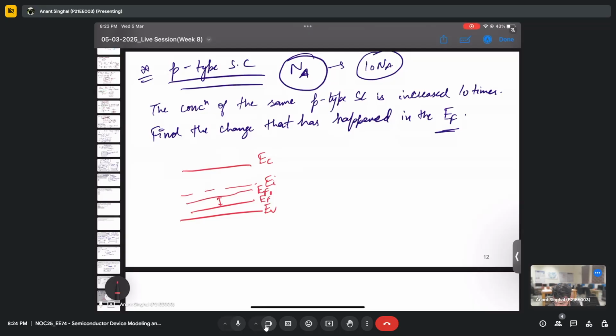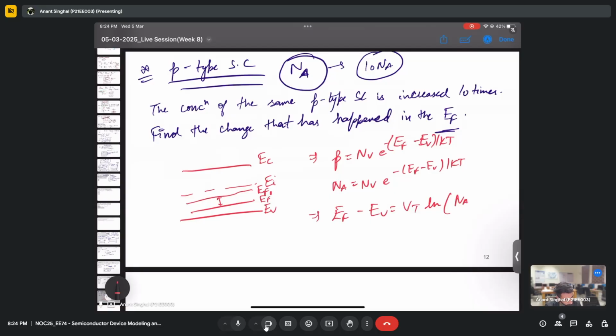So for the first case, how can we do that? We can do it either by Ei minus EF or EF minus EV formulas. Those are the two methods we can approach. Let me do it by the NV formula because we have not used it much. So p is Nv exponential of minus (EF minus EV) over kT. For the initial case, p is Na exponential of minus (EF minus EV) over kT. And if you calculate EF minus EV from here, it will come out to be kT ln Na over Nv.